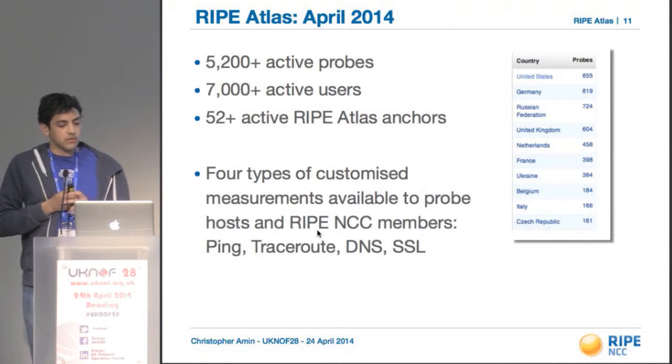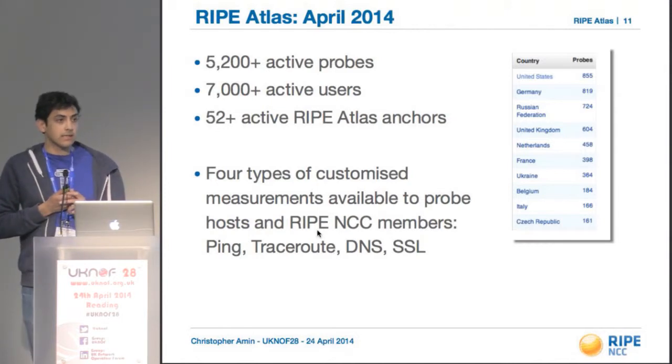7,000 active users, which I think is users in the last year, so it's a bit less in the last, say, 90 days or a month. And 52 Atlas anchors, which I can talk about in a bit. We currently allow ping, traceroute, DNS, and SSL measurements.